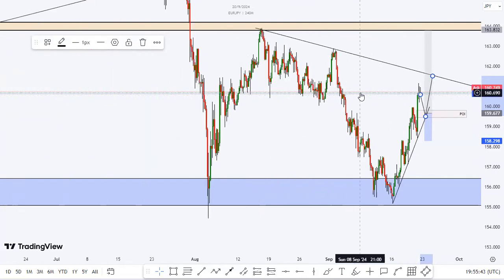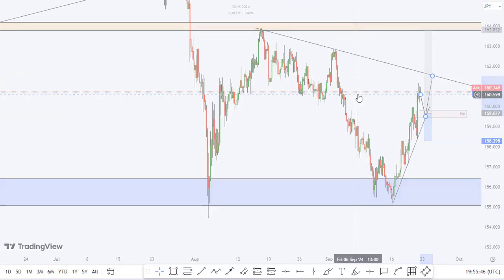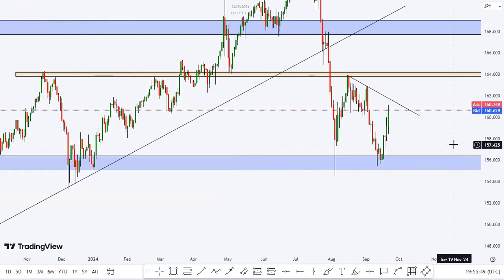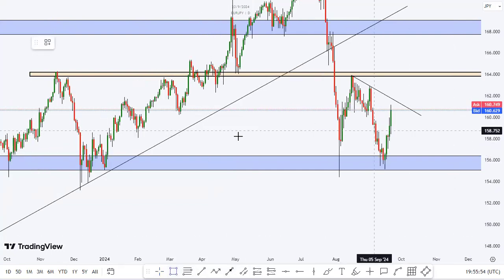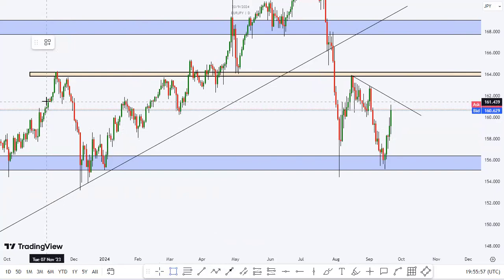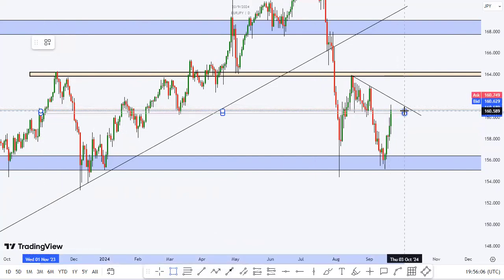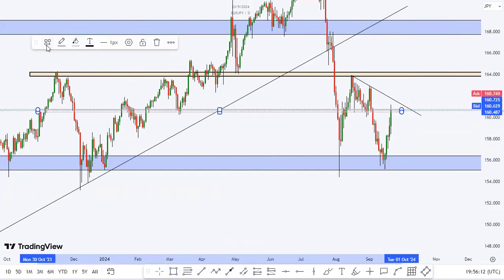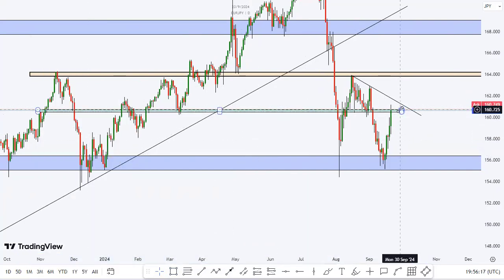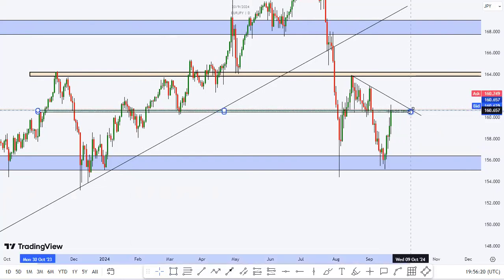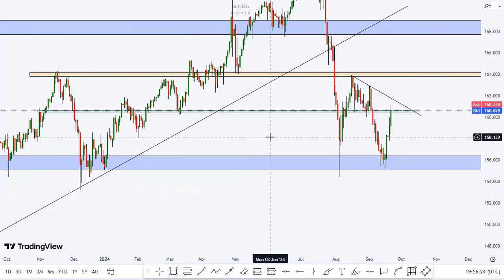However, let me go back to the daily time frame. On the daily time frame, I somehow spotted a zone around here that I would like to draw for you to see. Let me just change this very quickly. Daily support.